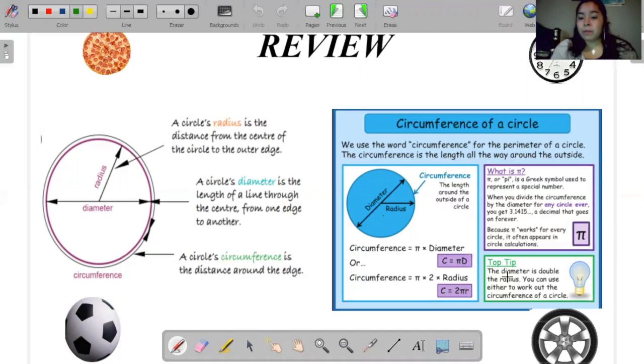Also, remember that the diameter is double the radius. So d is equal to 2r. And remember that the radius is half of the diameter, so 1/2 d. Okay, so now that we've reviewed, let's take a look at our new topic.